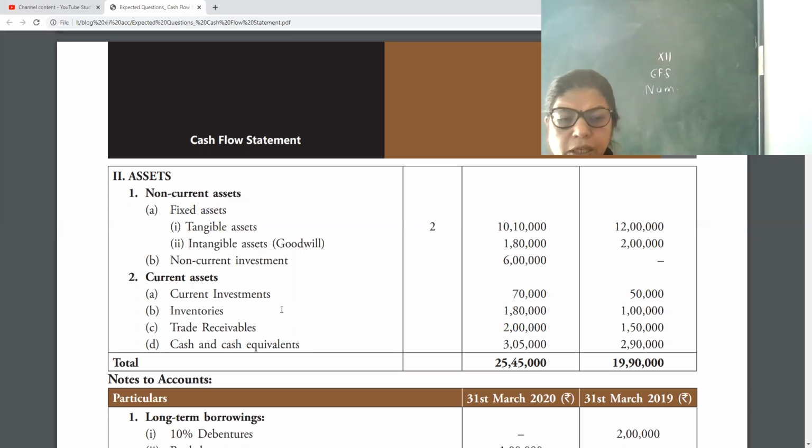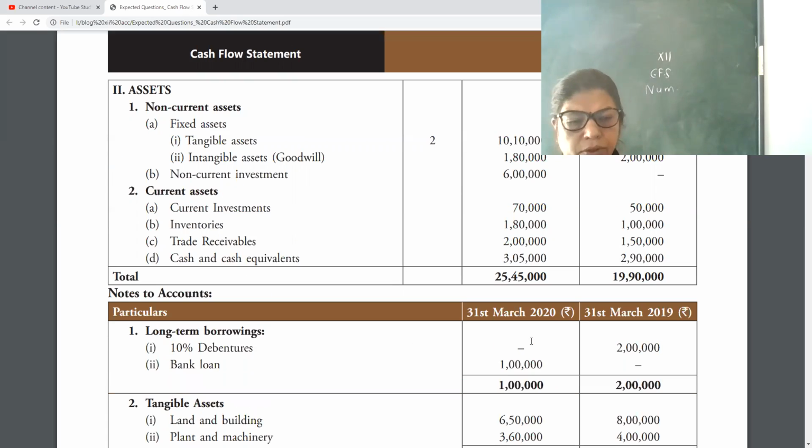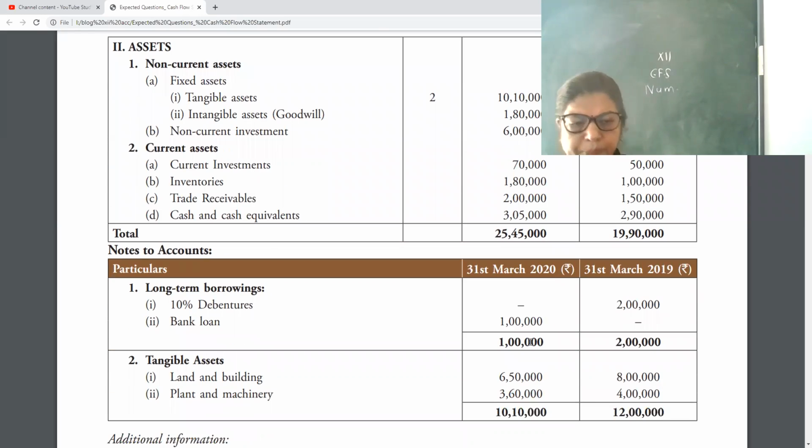And this 50,000 increase in current assets should be subtracted from PBWC square. Cash and cash equivalent, this is opening, this is closing, that should be entered at the end. Now see notes to accounts.